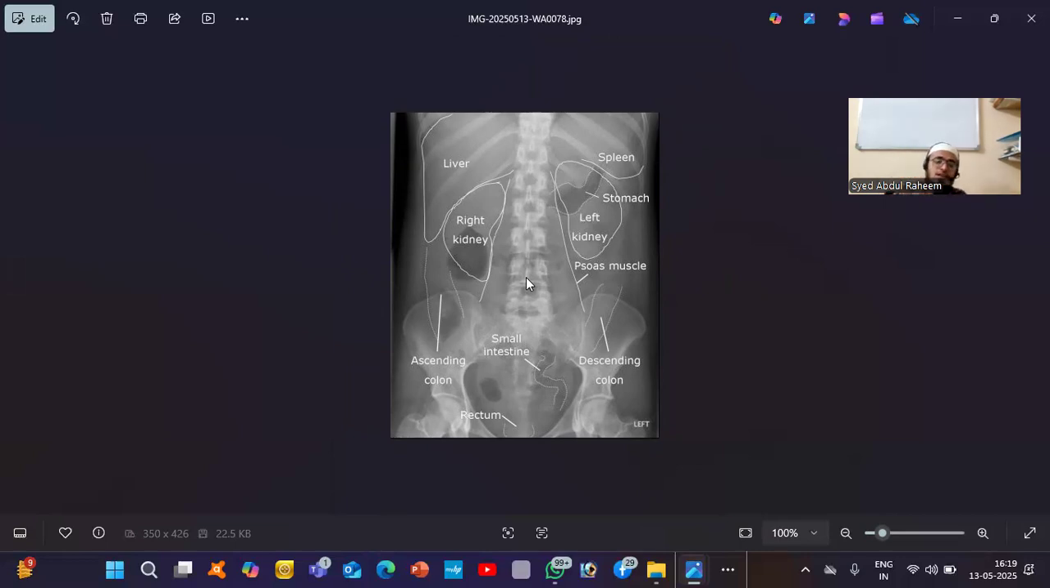We will study important pathological findings in X-ray, CT abdomen, etc., and how they look. This is the normal X-ray, not abnormal. Abnormal X-ray.